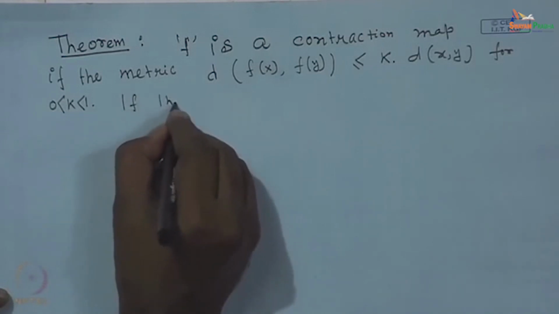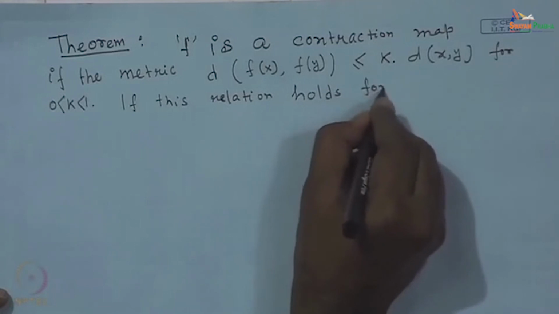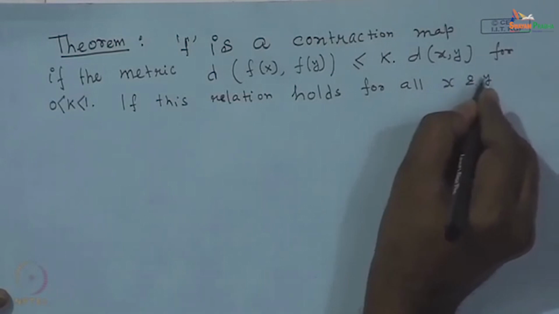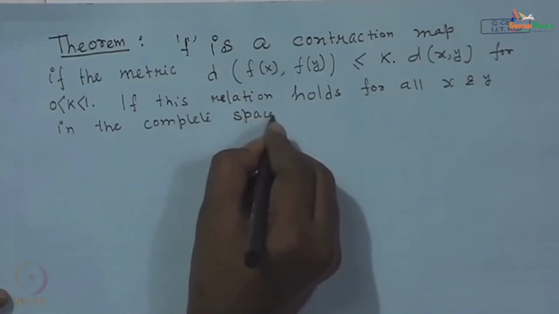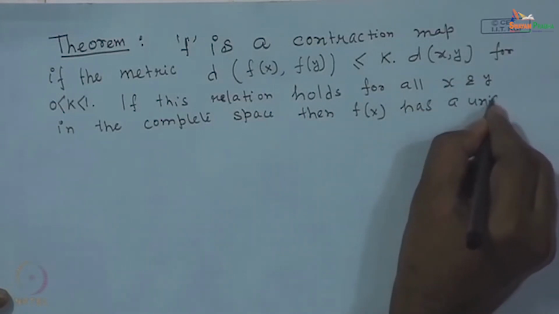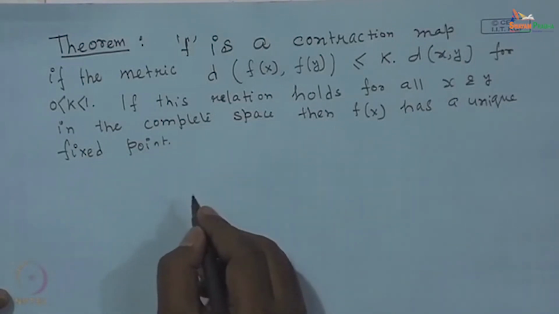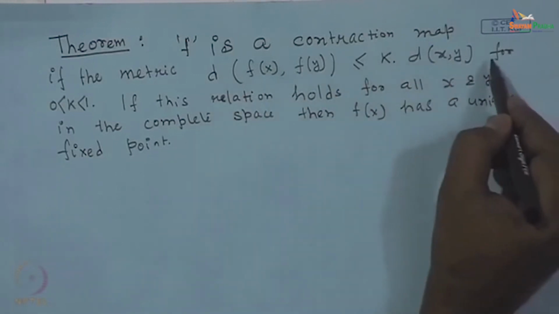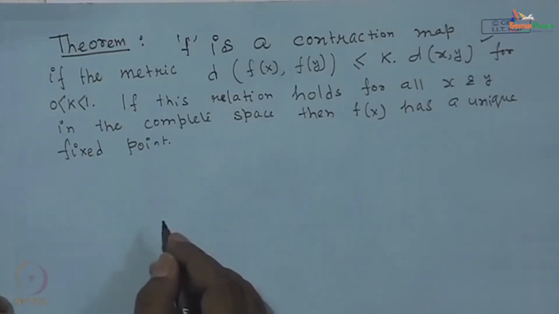Now, next is if this relation holds for all x and y in the complete space, then f x has a unique fixed point. So, this is a definition of contraction map. If the metric between f x and f y is less than k times the metric between x and y, where k is a fraction, and if this relation holds for every x and y in the complete space, then f x has a unique steady state.